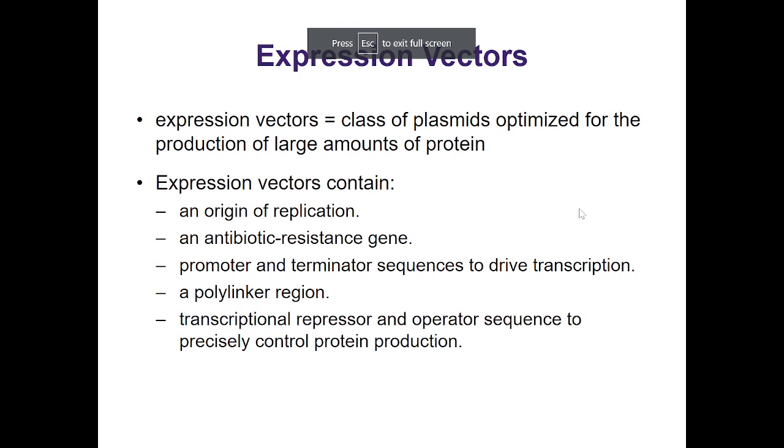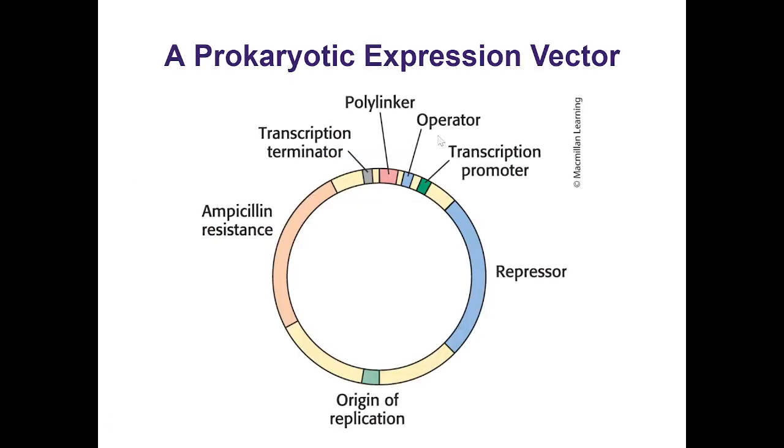Okay, so expression vectors. Expression vectors are going to be a class of plasmids that are optimized for production of large amounts of protein. The expression vectors will contain these things: an origin of replication, antibiotic resistance gene, promoter and terminator sequences, which will drive transcription, polylinker region, and transcriptional repressor and operator sequence to precisely control protein production. This right here is your expression vector for a prokaryote.